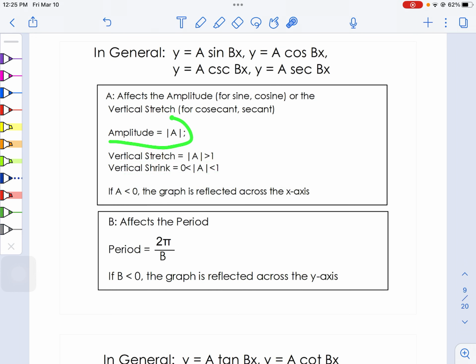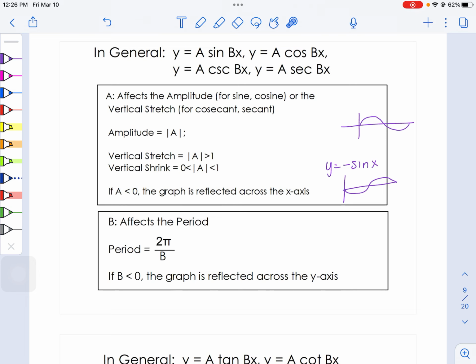And then your amplitude is always defined as the absolute value of A, so you never define your amplitude as negative. If you happen to have a negative value for your A, that means that your graph is reflected across your x-axis. So if you had a negative sine function, the original sine function looked like this. The negative sine function would be a reflection of that. So you would have a reflection.